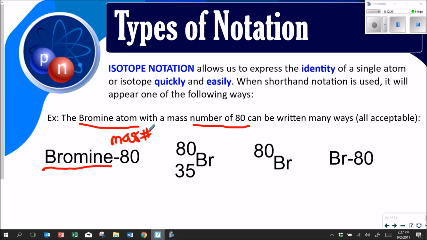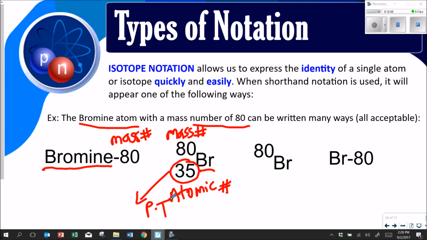The second shorthand notation, we write the element symbol, which you can find on the periodic table. The mass number goes on top. And over here, that 35 is the atomic number. Where do we find the atomic number? We go to the periodic table, we find bromine, and it will be 35.